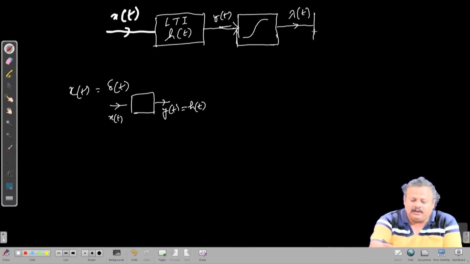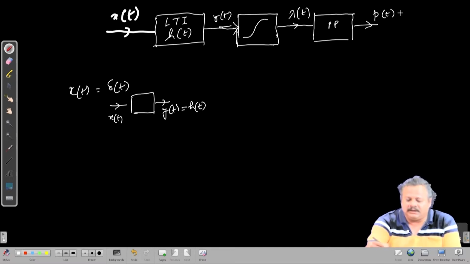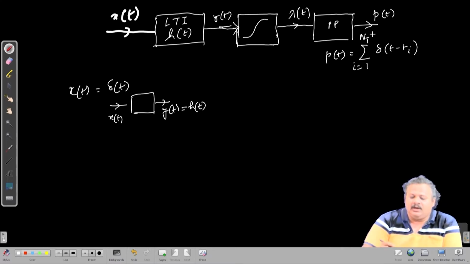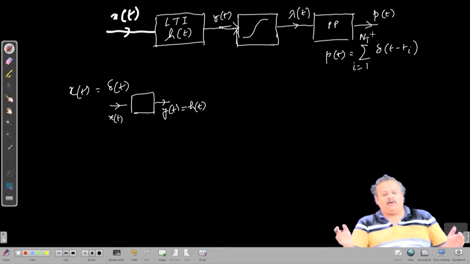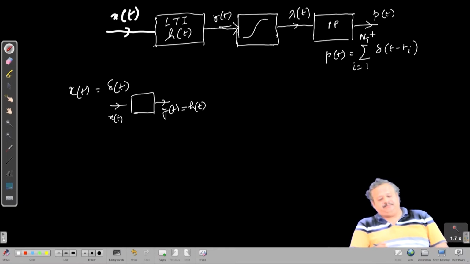And what we are observing is basically a point process being driven by lambda(t). That is our p(t), which is a series of impulses. That is, p(t) is described as the summation of delta(t minus t_i), where i varies from 1 to N_T, where T is the period over which we are observing the spikes, and that is the period over which more or less we have the stimulus x(t).